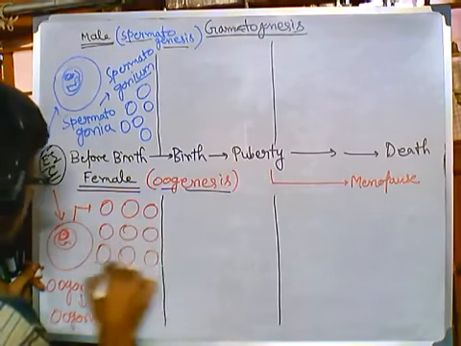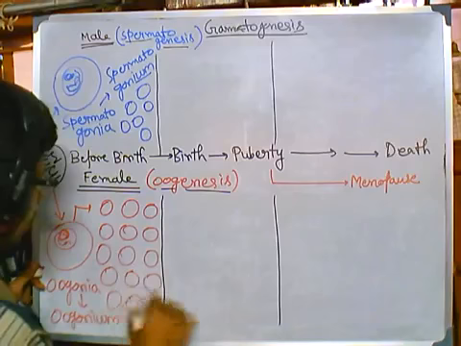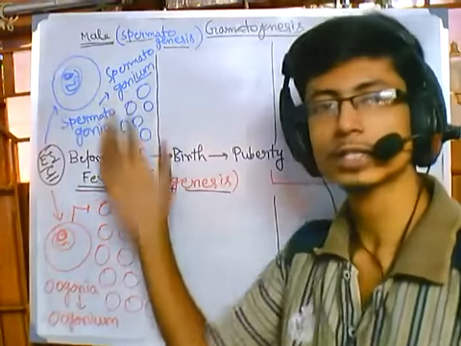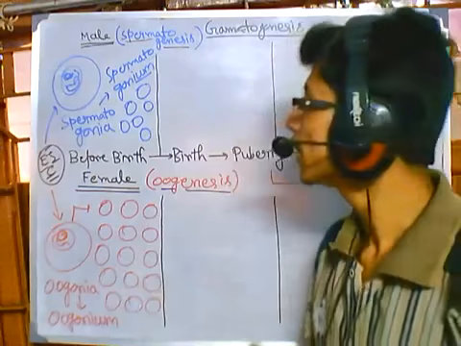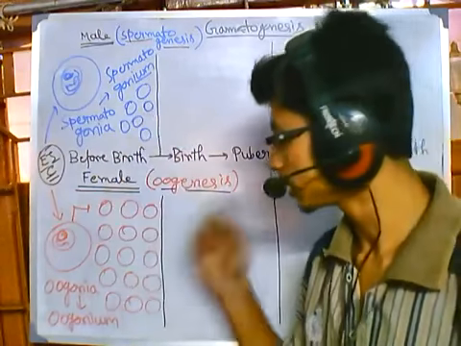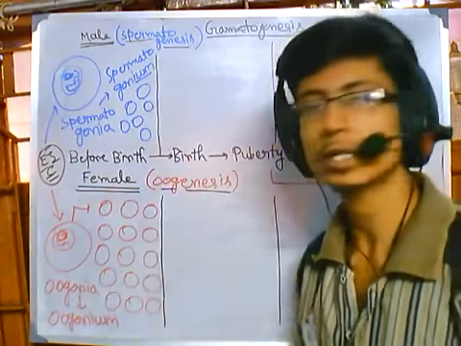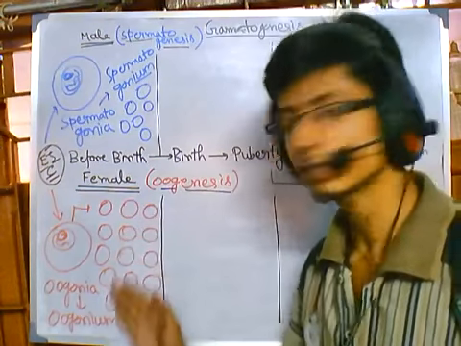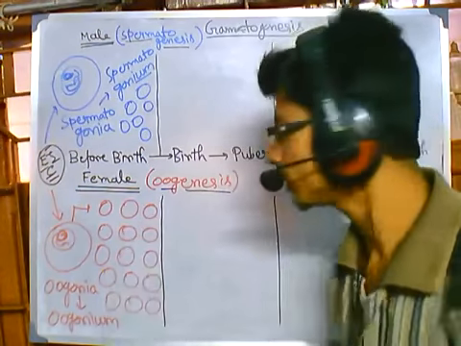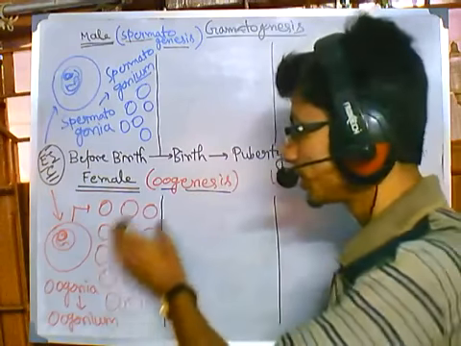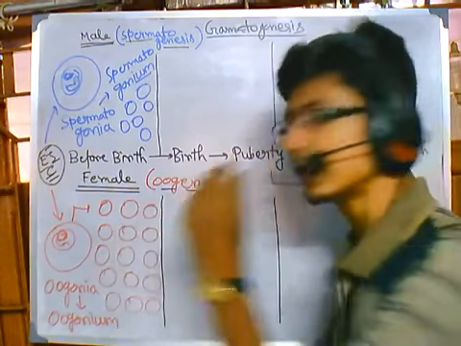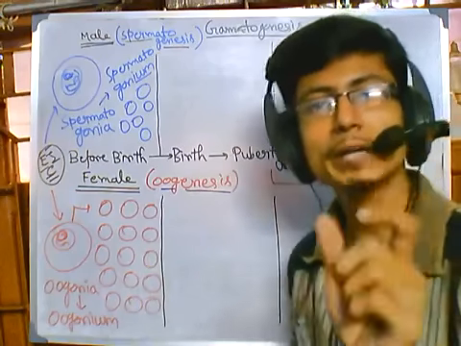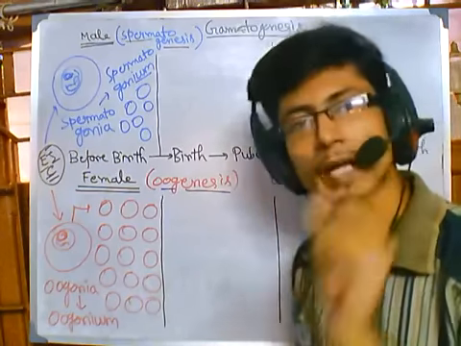In case of females, the production of oogonium is more than in case of males, because in males there is also production of many spermatogonia, but that production is less than the production of oogonium. Now after the production of more oogonium, some of the oogonia are converted into a mature kind of cell, and that mature cell is called primary oocyte.